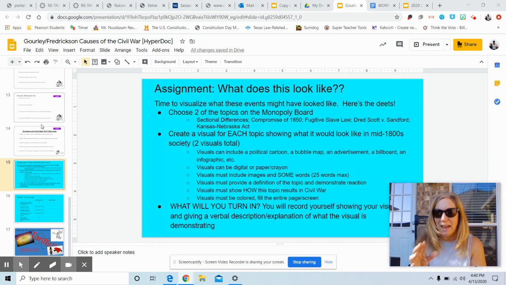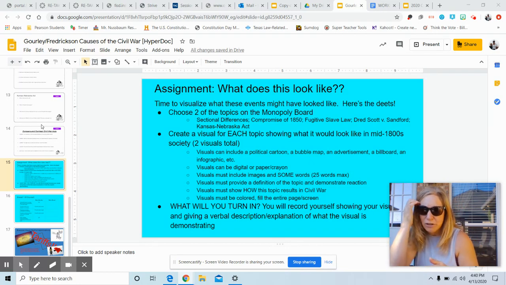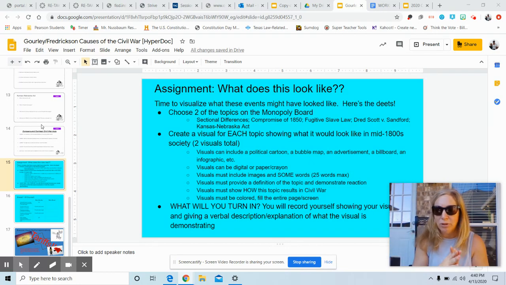Sectional differences, and that's kind of all of those things combined into one, the railroads and the economies and slavery and all of those things combined into one event. Or you can choose the specific events that you looked at: Compromise of 1850, the Fugitive Slave Law, Dred Scott, or the Kansas-Nebraska Act. So those 5 things, you pick 2. For each of those that you pick, you're going to create a visual. Your visual can be digital or it can be old school paper and crayon, however you want to do it.